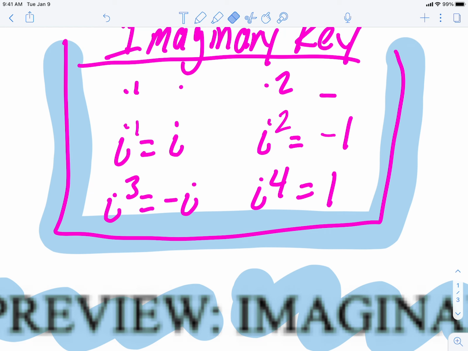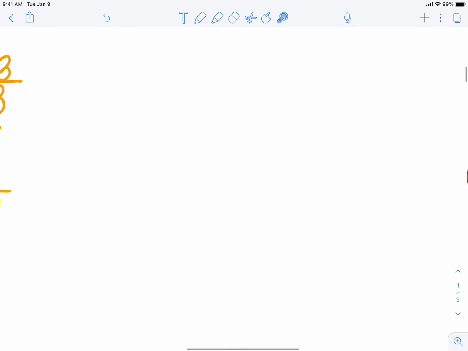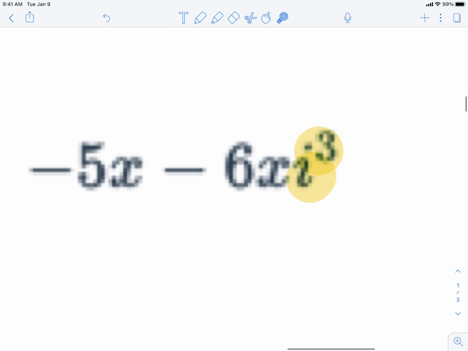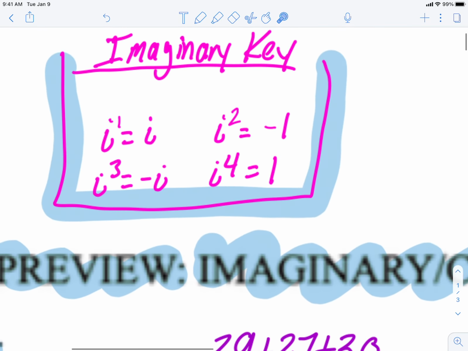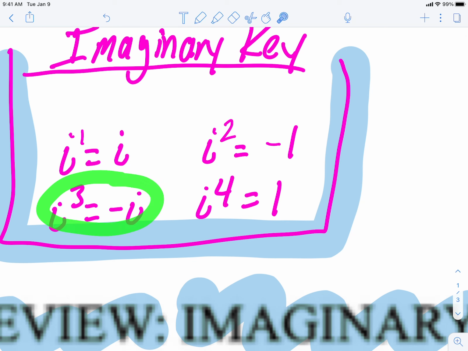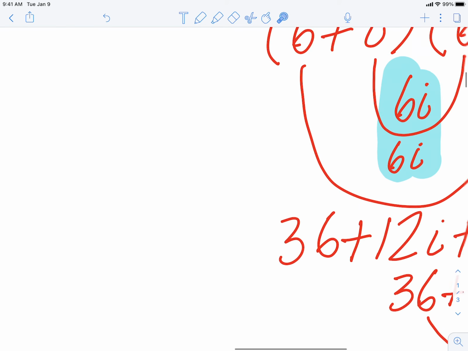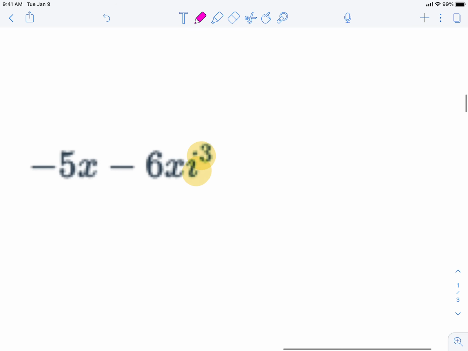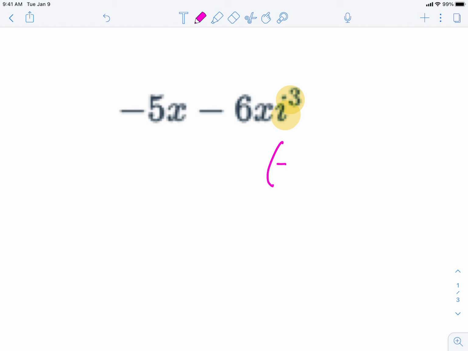So let me erase that, that, this, and this. I forgot the number I was looking for. Yes. i to the third. i to the third is negative i. So, let's go back. i to the third, I'm going to replace it with negative i. Just like that. So, my negative 6x comes down just like that.